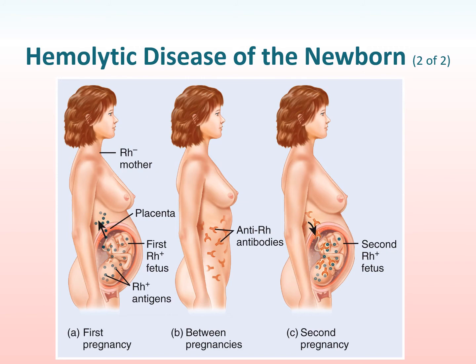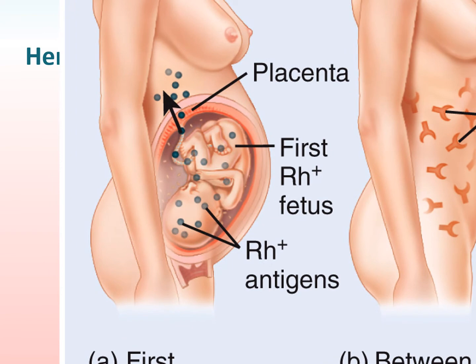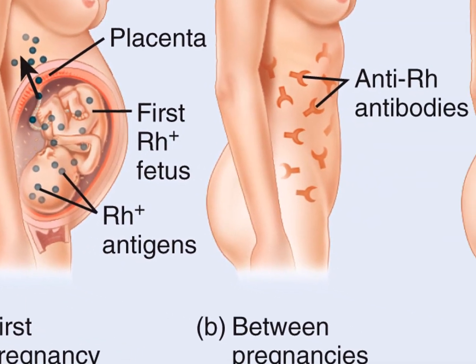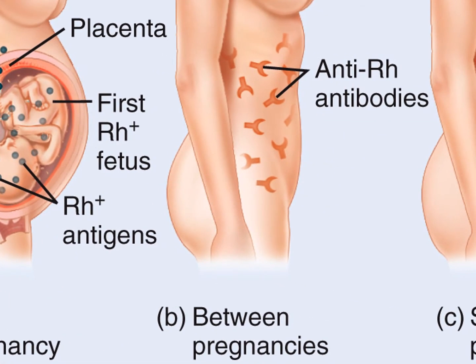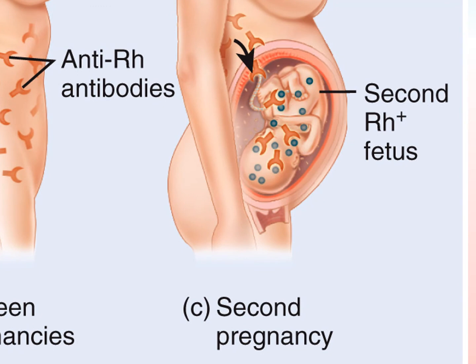Hemolytic disease of the newborn. In the first pregnancy, a little bit of the baby's blood gets into the mother around childbirth, or maybe before childbirth. And between pregnancies, or at the end of that pregnancy, she will make anti-Rh antibodies. With the second pregnancy, those anti-Rh antibodies will attack the baby's blood cells. Not good.